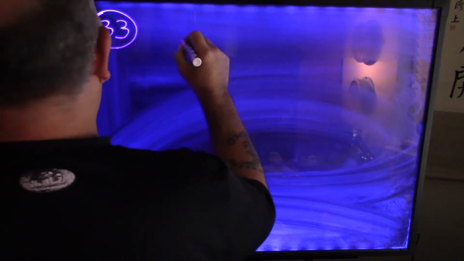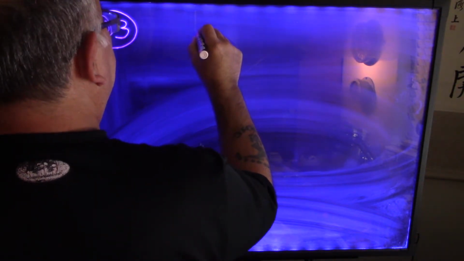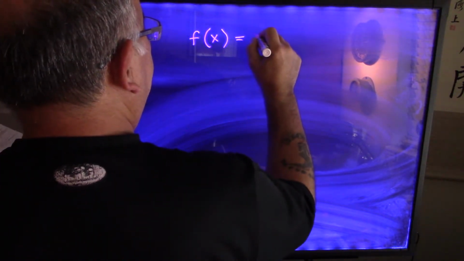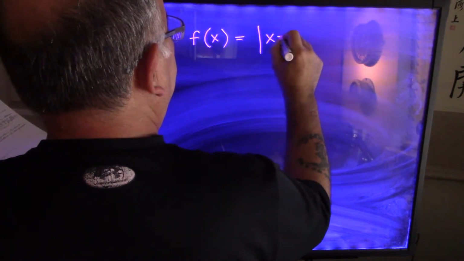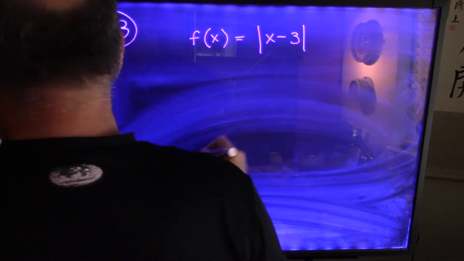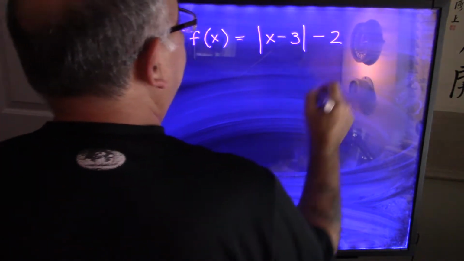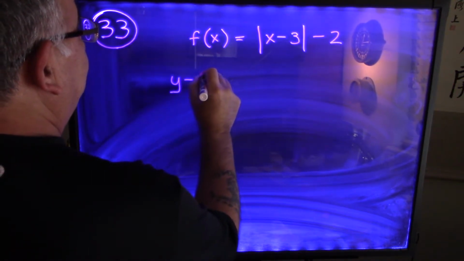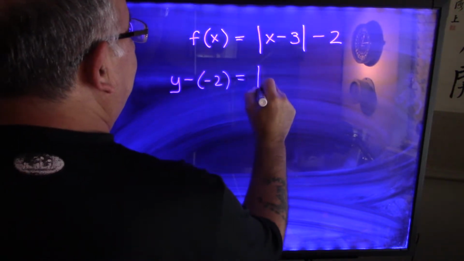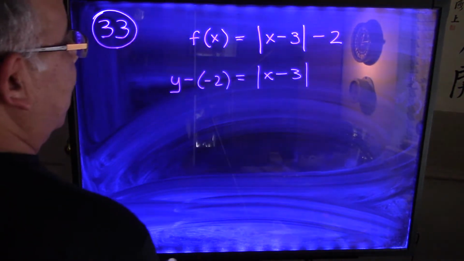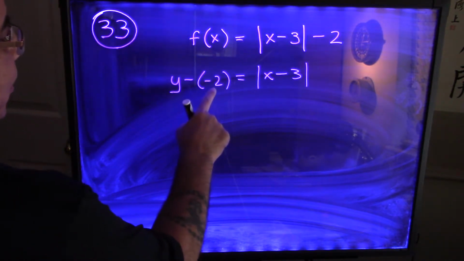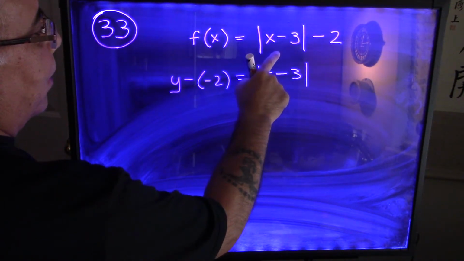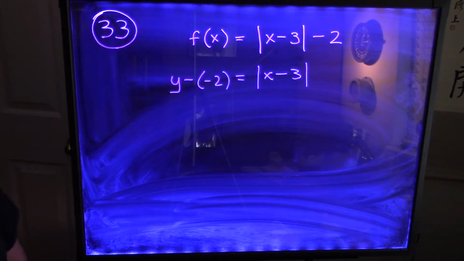So what we have here, this is called f of x in your graph. So f of x is shifted 3 to the right, so that would be absolute value of x minus 3, and down 2, minus 2. Written our usual way, that would be y minus negative 2 equals absolute value of x minus 3. That's the way I like to do it. There's your downshift and there's your right shift. You can move that to the other side and get this, which is in your book's answer.